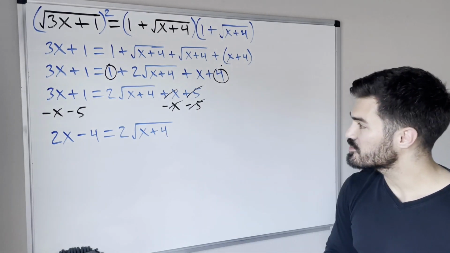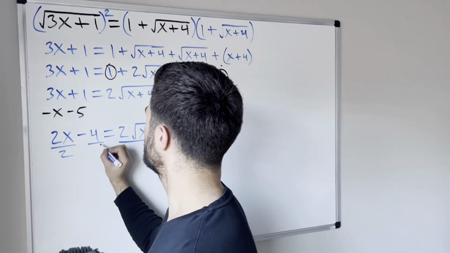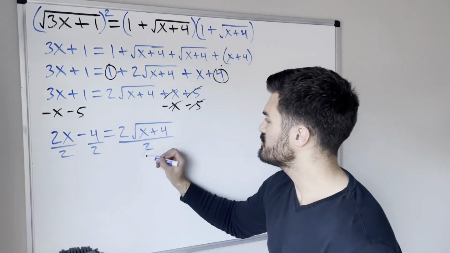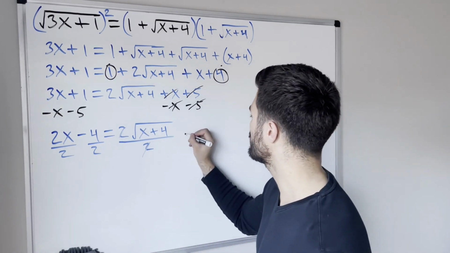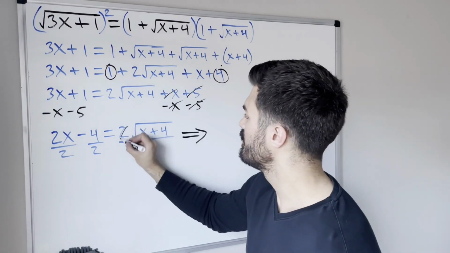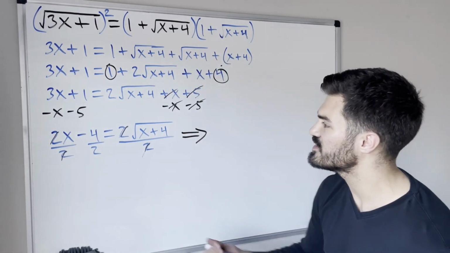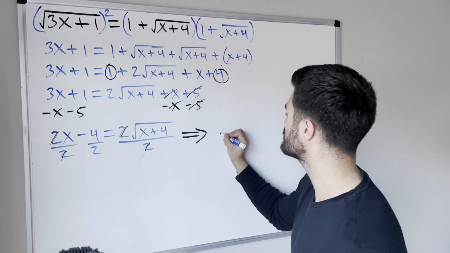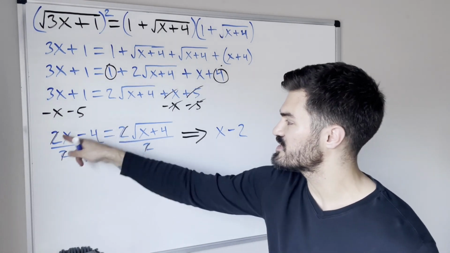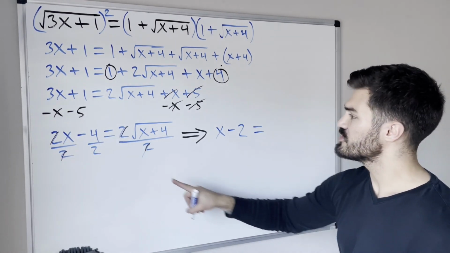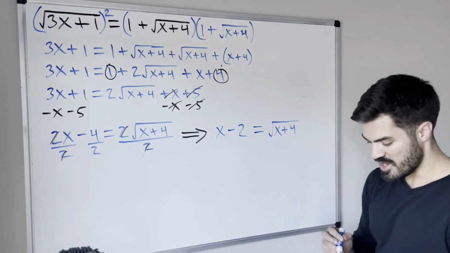Now to isolate this radical, we can divide both sides by 2. Divide everything by 2 on the left-hand side, right? So this 2 and 2 is going to cancel. I'll write the next step over here. 2 and 2 cancels. So what happens here? These 2's cancel as well. So what is our left-hand side of the equation? We have an x minus 4 over 2, which is 2, right? So this simplifies to x minus 2, which equals, these 2's canceled, so now we have the square root of x plus 4.